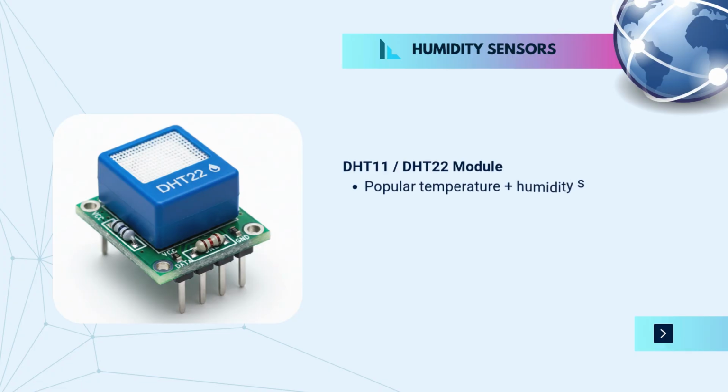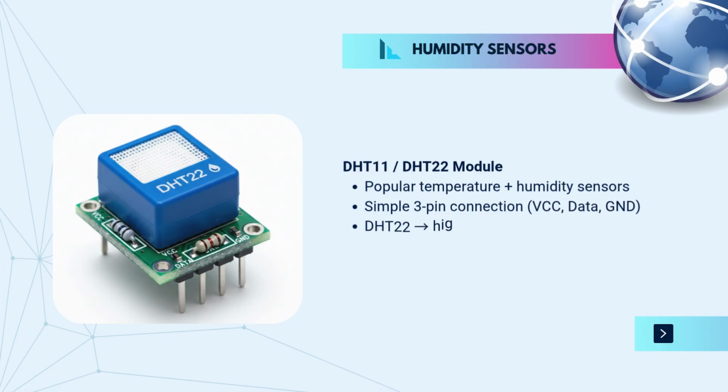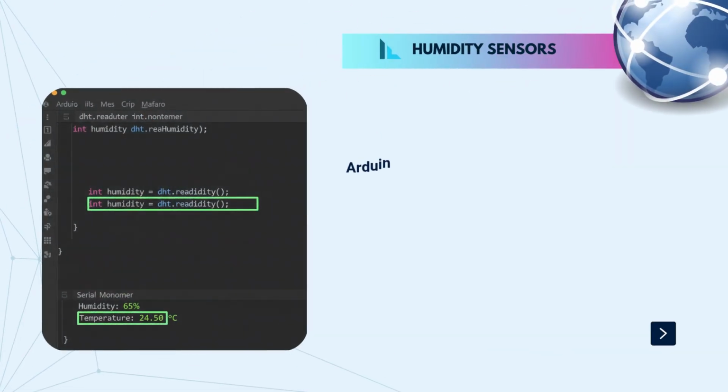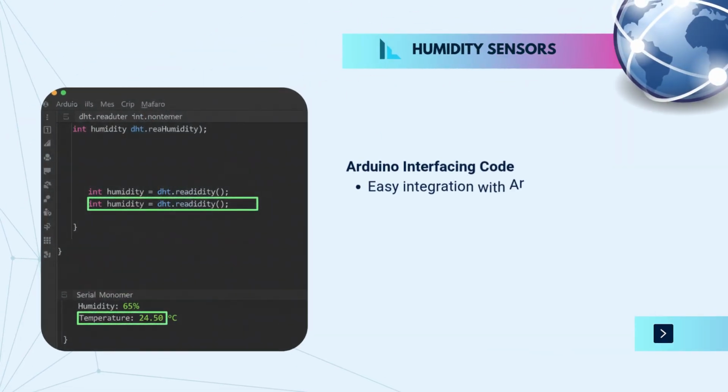Humidity is simply the amount of water vapor present in the air. Measuring humidity is important for greenhouses, weather stations, HVAC systems, and even food storage. The DHT11 and DHT22 are the most common beginner-friendly humidity sensors. To interface them, we connect VCC, GND, and one digital pin. With a simple library, we can directly read relative humidity in percentage.